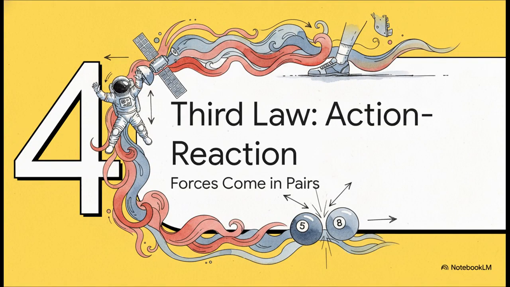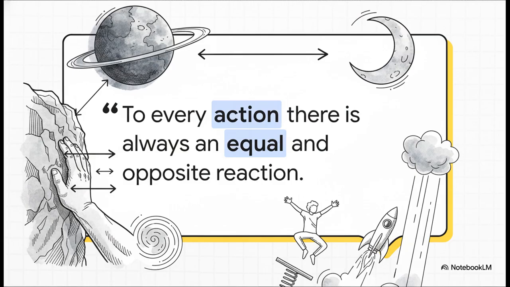Which brings us to our third and final law. Now, this one is probably the most famous one of all, but it's also probably the most misunderstood. It tells us a fundamental truth about the universe. Forces never, ever exist alone. They always come in pairs. You've heard that phrase a million times, right? For every action, there's an equal and opposite reaction. But what does it actually mean?